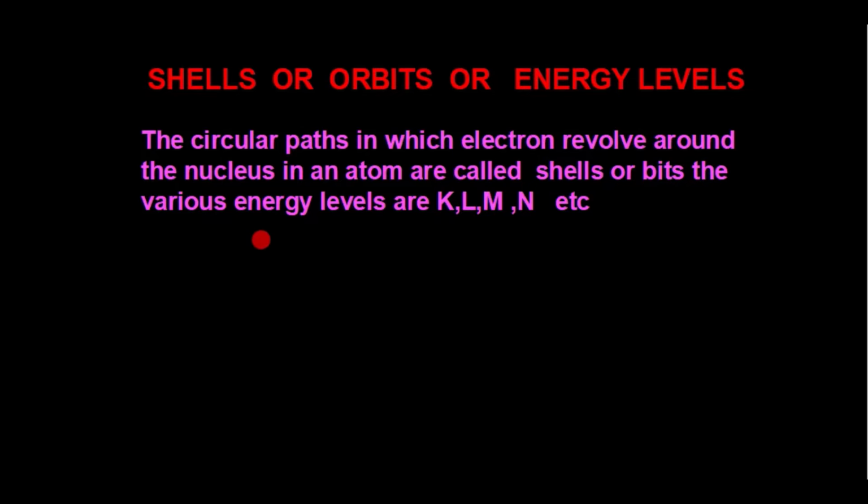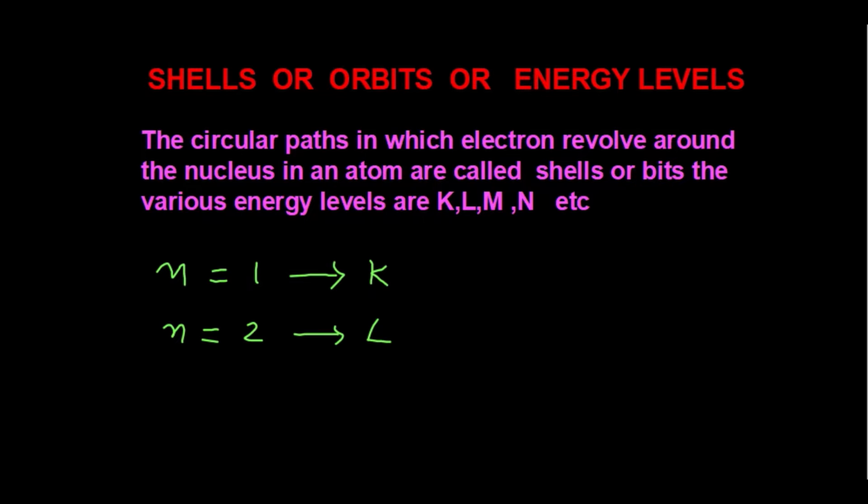We have various shells or energy levels which are shown with the help of capital letters like K, L, M, N, O, P, etc. The value of the shell depends upon the value of n. When n is equal to 1, it shows the first shell or first energy level, that is K. When n is equal to 2, it shows the second shell or second energy level, that is L.